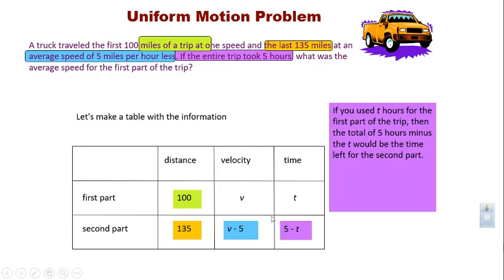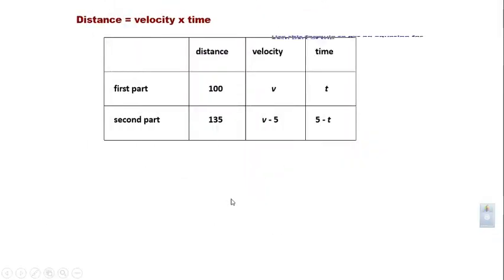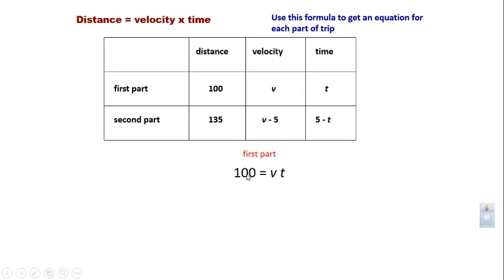And then we can use the fact that the total amount of time for the trip is 5 hours. We can now put this information together. So let's put this information together. The distance for the first part is 100 miles, and the speed is v, and the time is t. The second part is 135 miles, and the speed is v minus 5, and the time is 5 minus t.